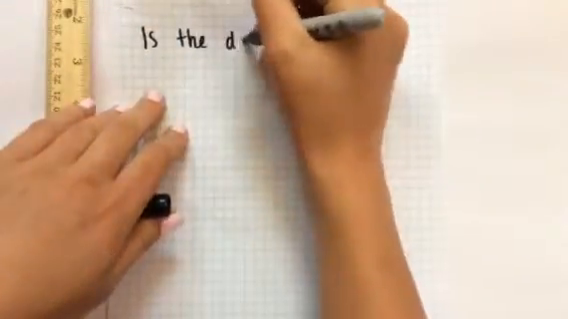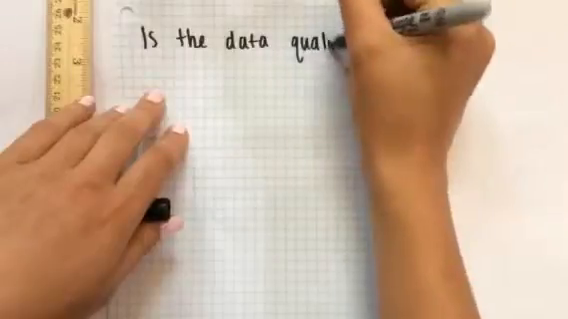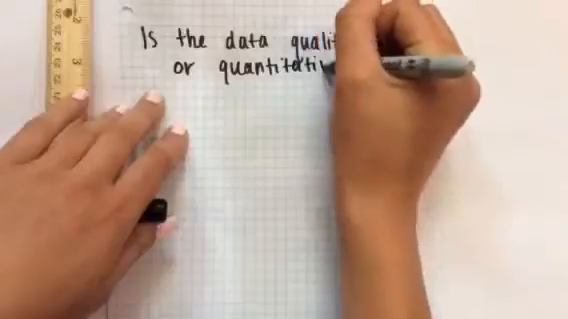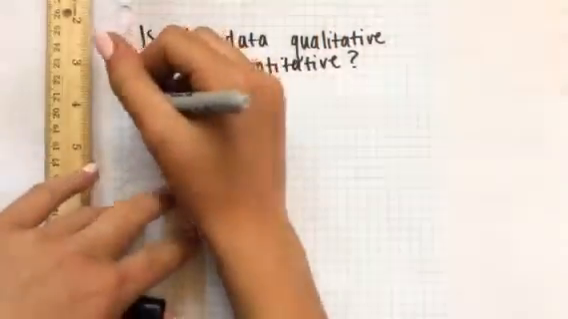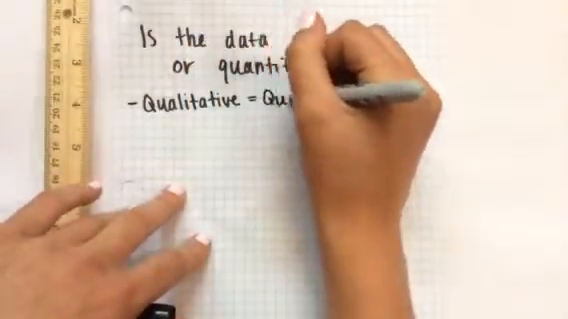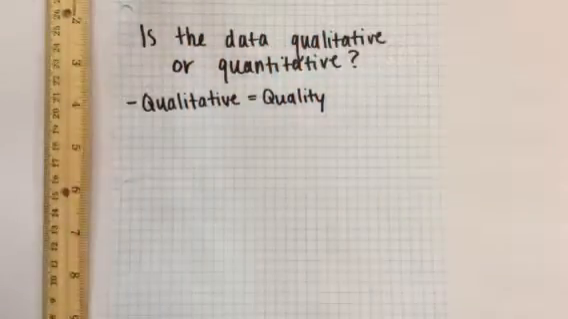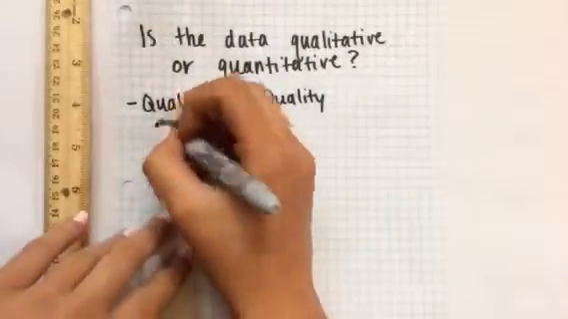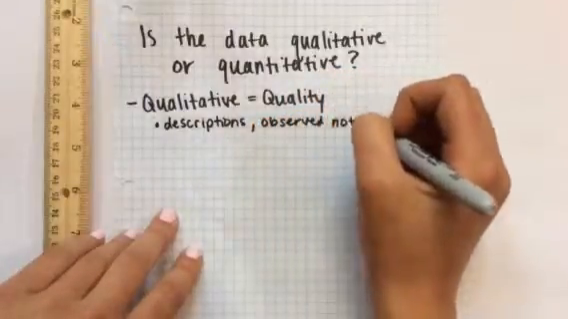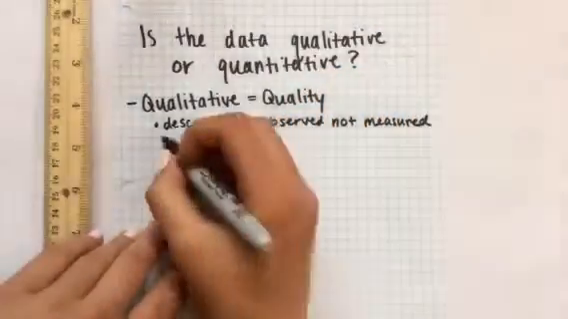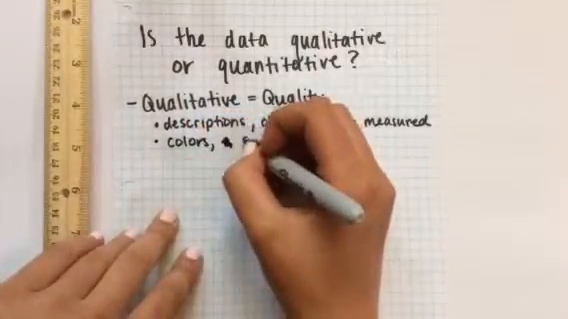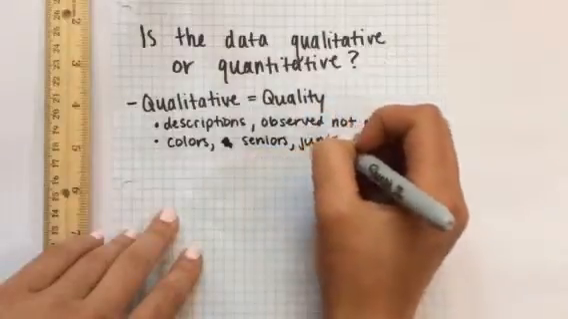Next, we must figure out if the data is qualitative or quantitative. An easy way to remember what qualitative is, is to remember quality. This means that the variables are descriptions. They are observed, not measured. Qualitative variables can be colors or titles like seniors and juniors.